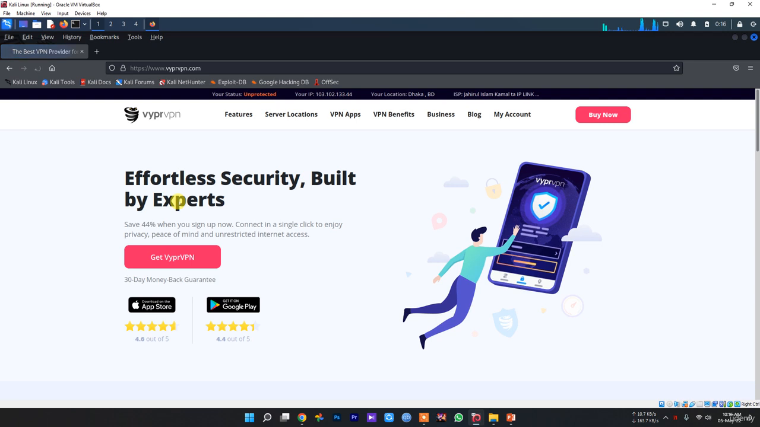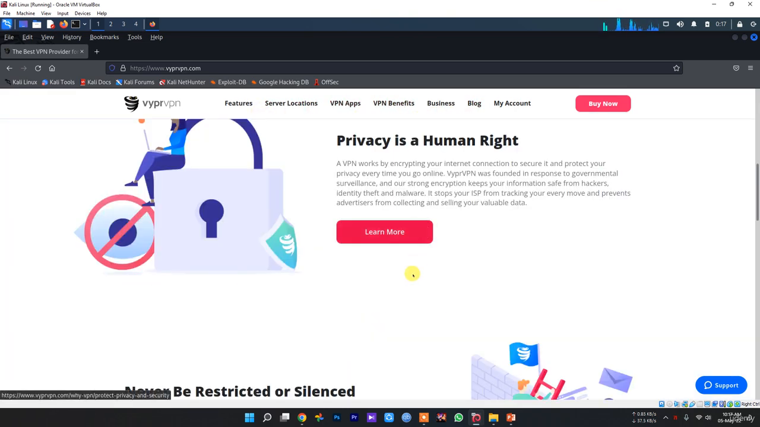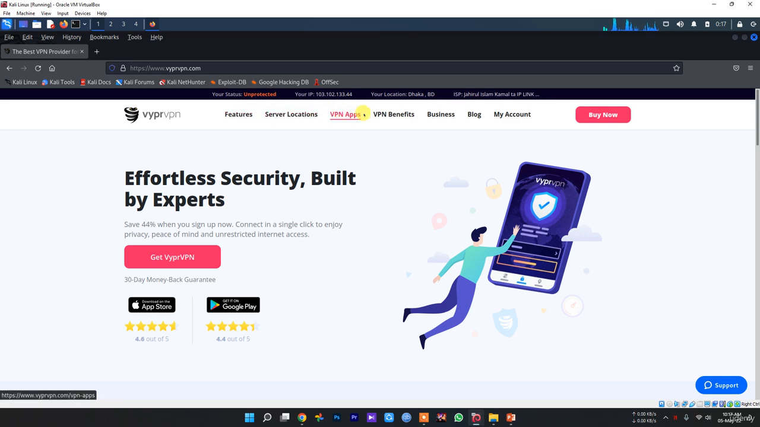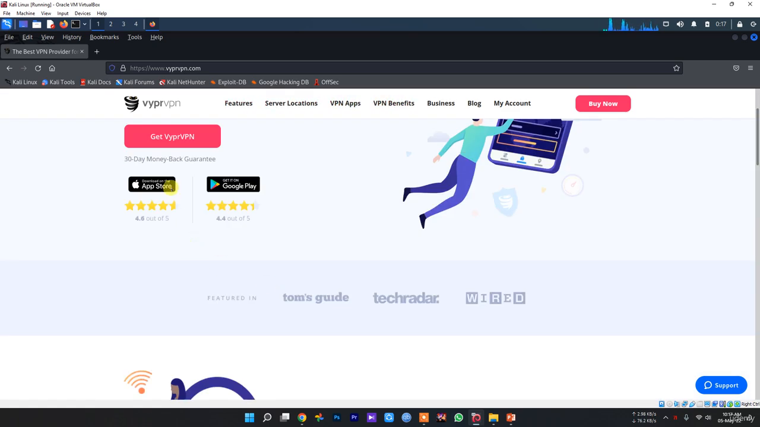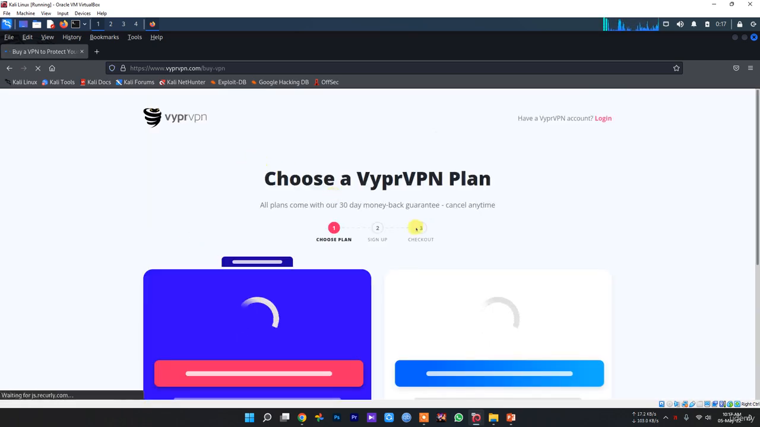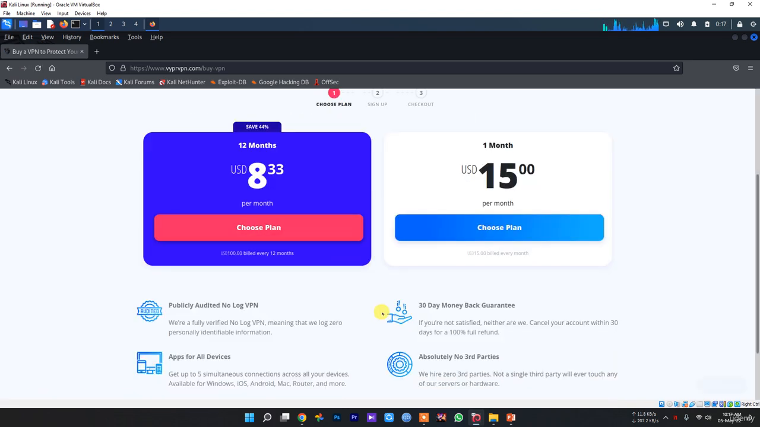So Viper VPN is, I would say, the all-rounder anonymous VPN with sleek apps for all platforms and an audited zero logs policy. So let's see the pricing. Where is the pricing? Features, benefits, get Viper VPN. Choose a plan. So as you can see, it's higher than our previous VPN, which is Private Internet Access. It is nearly $8.50.